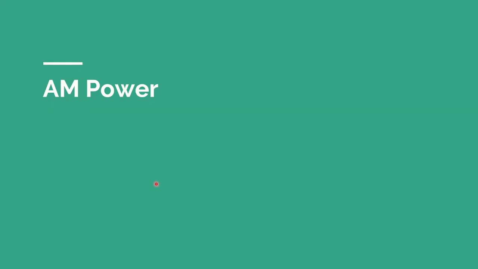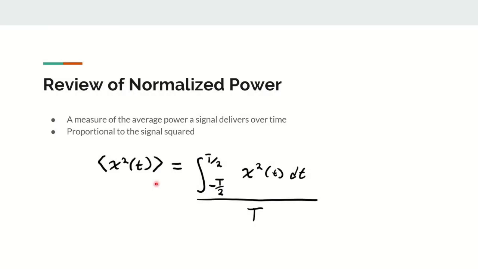Next, we're going to do a quick power analysis on the AM modulated signal. So just for review, our normalized power is going to be proportional to the signal squared. So in order to calculate that, we're going to take the integral of our squared signal, and this is just going to be the area of one period divided by the length of that period.